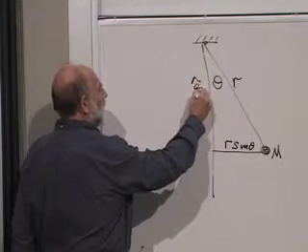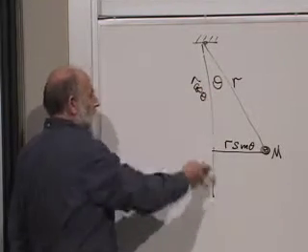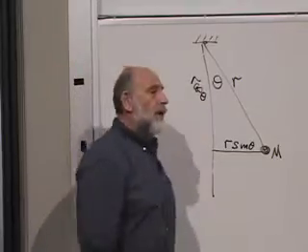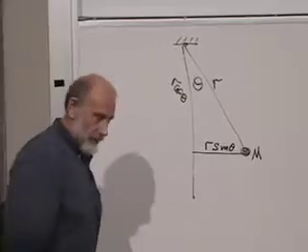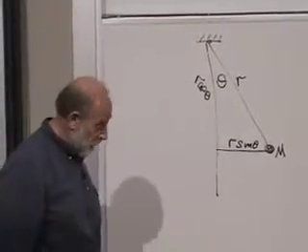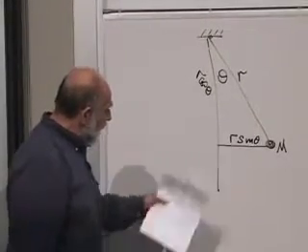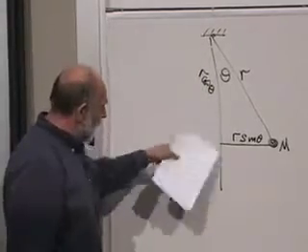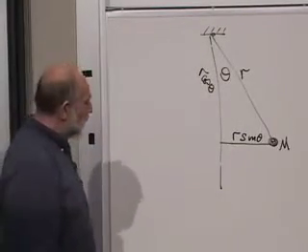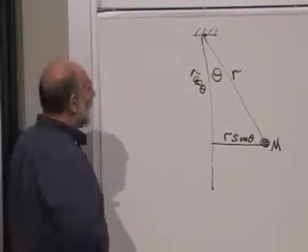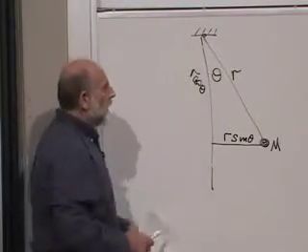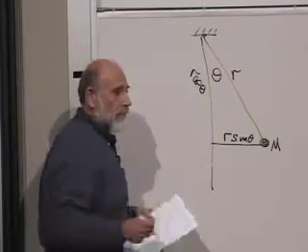R cosine theta. That's this distance here. Let's calculate the x and y components of the velocity of the mass. They're just the time derivatives of the vertical and horizontal components. Let's calculate the x component of velocity.